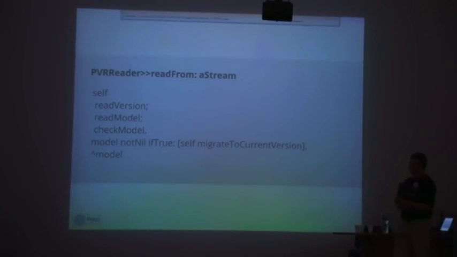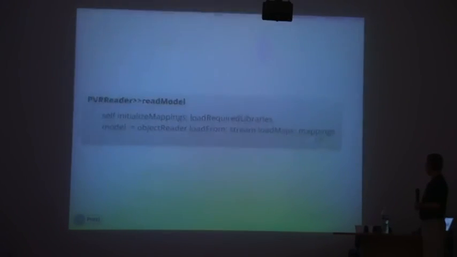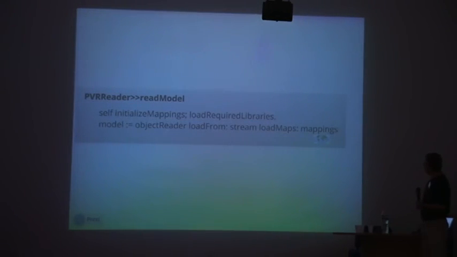And this is the schematics for reading one of these models. We read the version number, then in the stream it contains all the objects that compose the model, and then we check the validity of the model. If all went well, we migrate it to the current version, which is where all adaptations are done. The reading proceeds like this, instantiating a reader and telling it to load from the stream using mappings.